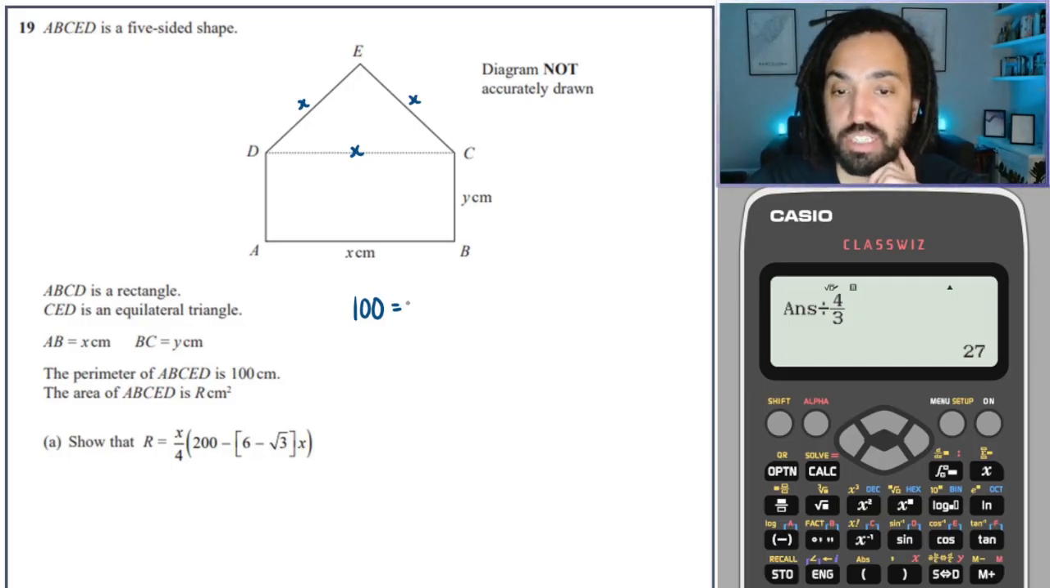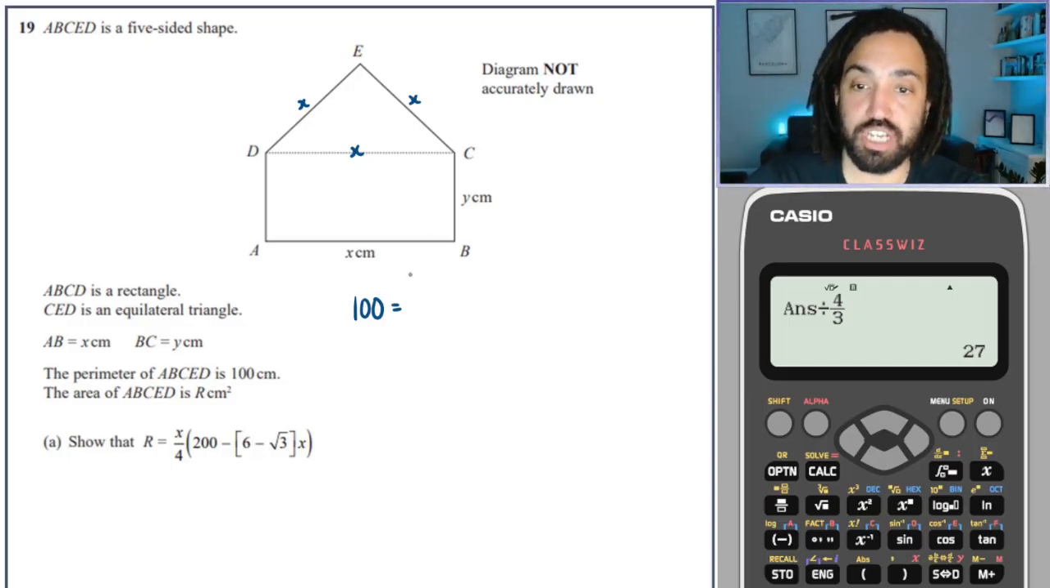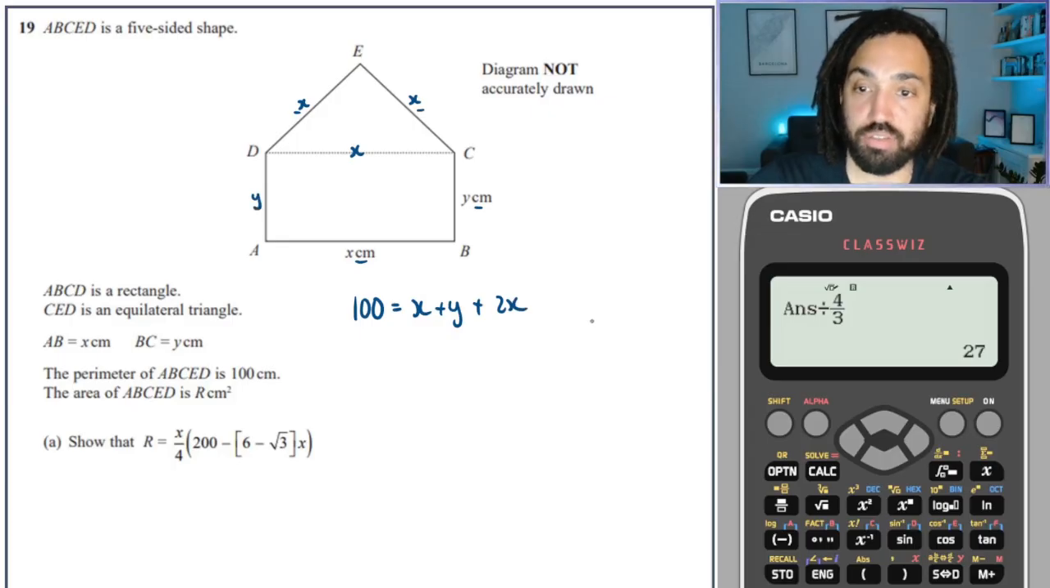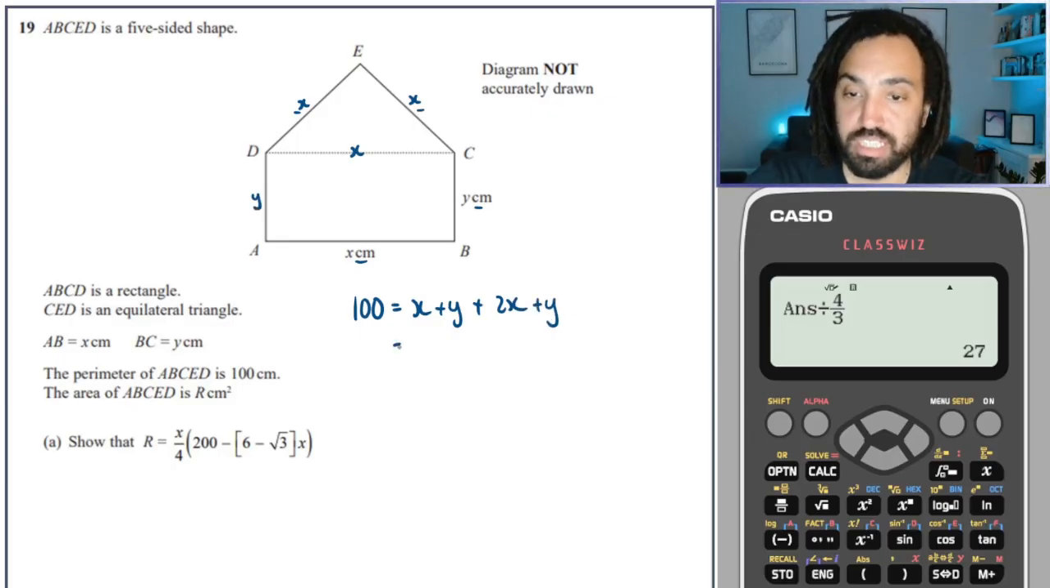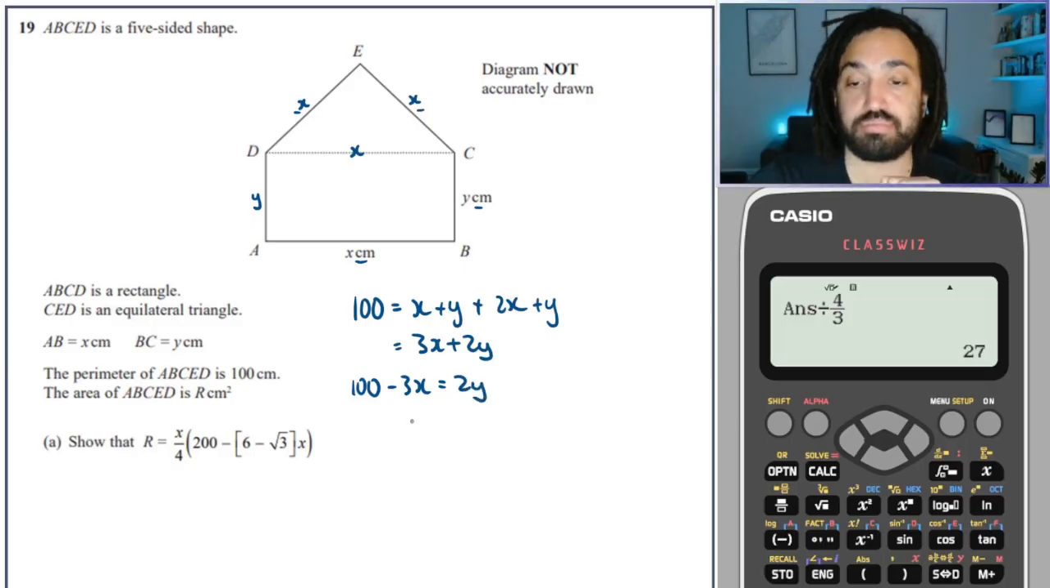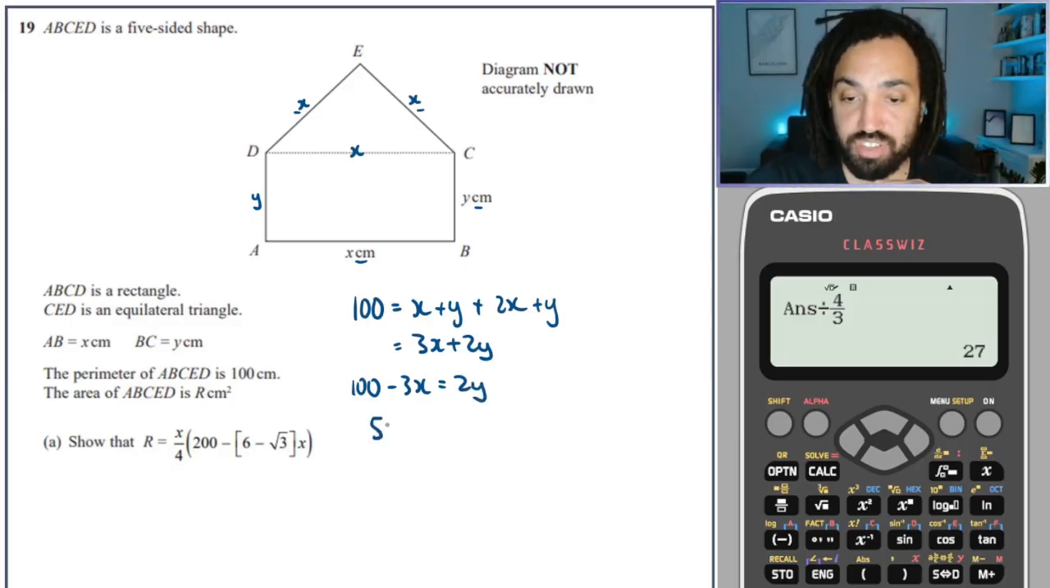Okay, so perimeter is equal to 100, and just going around the shape, you can see that's x, y, plus x and x, plus another y over here. So that's equal to 3x plus 2y. So that means that 100 minus 3x is equal to 2y, which means that 50 minus 3 over 2x is equal to y.